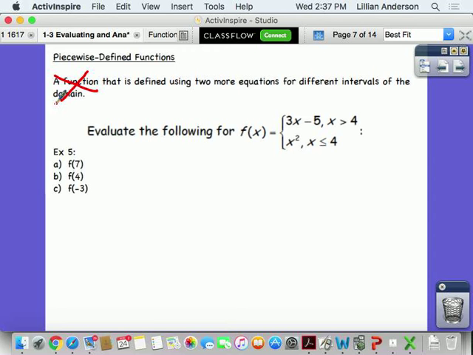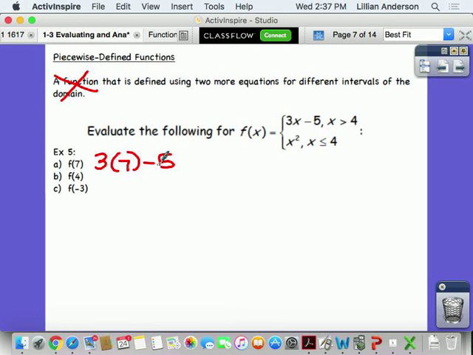f of 7. Okay? You go to this restriction part right here. Is 7 greater than 4 or is 7 less than or equal to 4? Greater than 4. So because 7 is greater than 4, you're going to plug 7 into the first part of the piecewise function. Okay? So you're going to use that first equation of 3x minus 5, and you're going to plug 7 in for x.